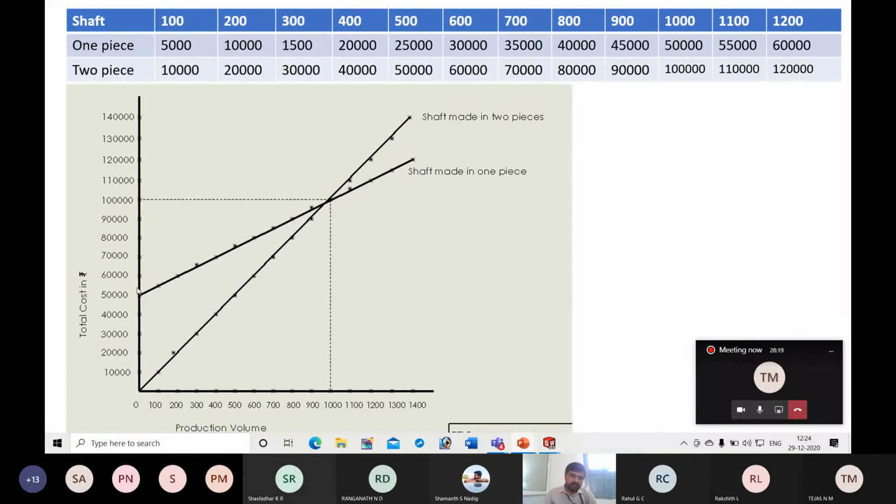Even if you don't produce anything, you have to invest 50,000 for a machine. So that is the fixed cost. That's why it will start from this point, because from 0 to 50,000 it is the fixed cost. From here the fixed cost will remain constant, as it is independent of the production volume, whereas variable cost is dependent on the production volume. For 100, 50,000 plus 5,000 will be 55,000. Then for 200, it will be 60,000.